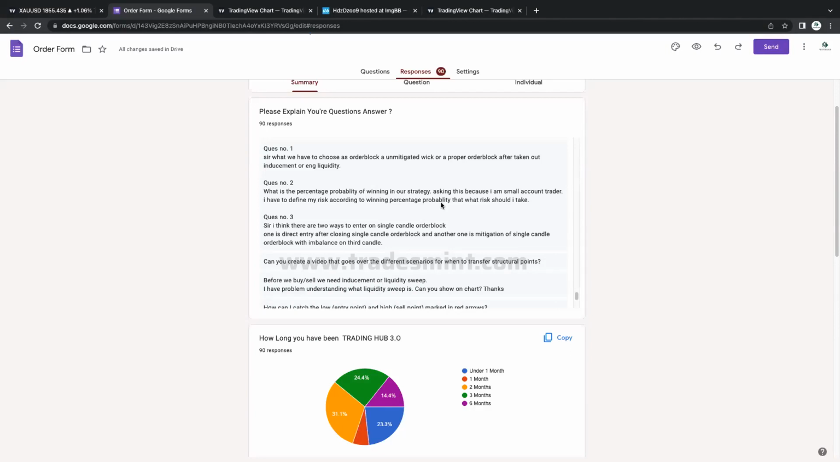So if you are willing to buy or sell at any point, then you have to think of the 50% probability.